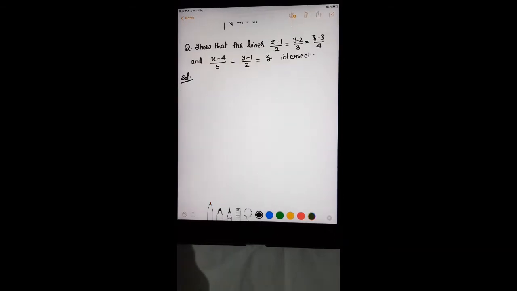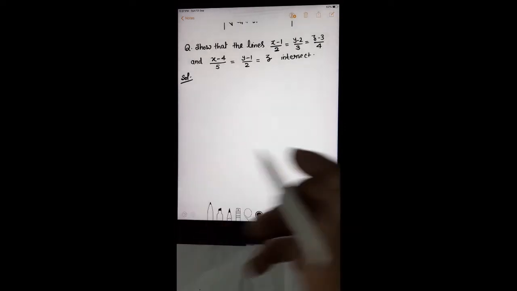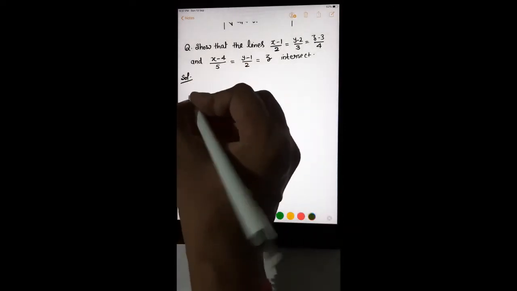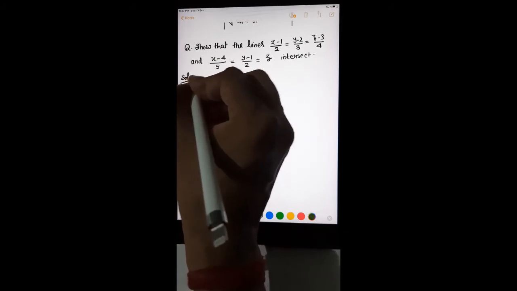Now the question is: the line (x minus 1)/2 equals (y minus 2)/3 equals (z minus 3)/4, and the other line is (x minus 4)/5 equals (y minus 1)/2 equals z. We have to show that these two lines are intersecting. So for that, let a point on the line first.